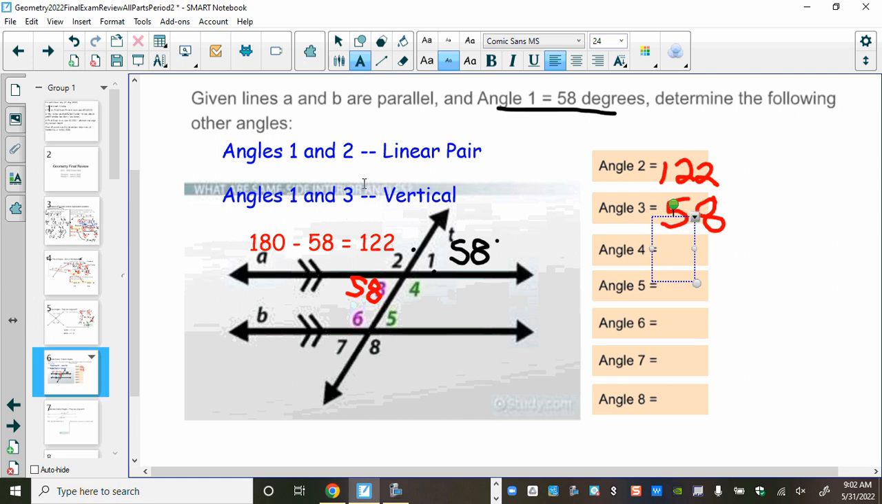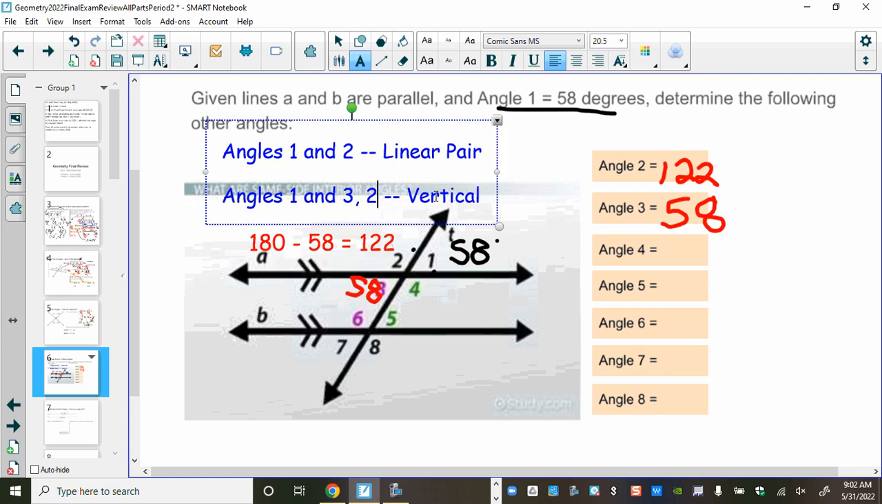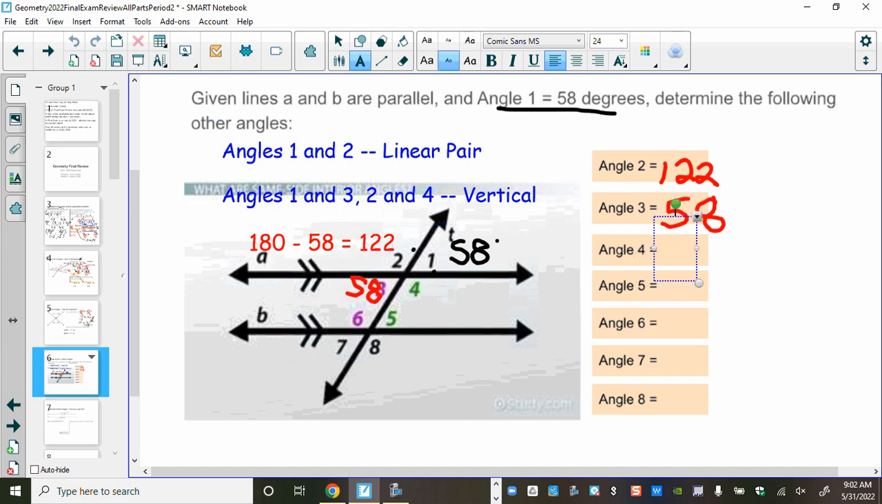Well, angles 1 and 3 are vertical. Can we say the same thing about angles 2 and 4? Are angles 2 and 4 also vertical? One and 3 are directly across. Are 2 and 4 directly across? Yeah. So if angle 2 is 122, angle 4 must also be how many degrees? If they're vertical, they're congruent. Angle 4 must also be 122.